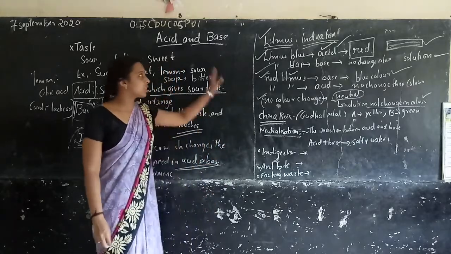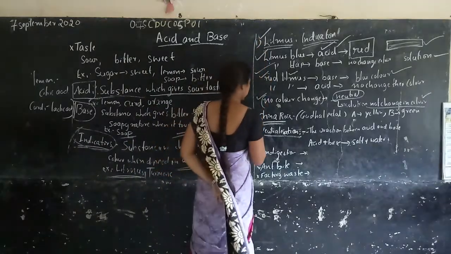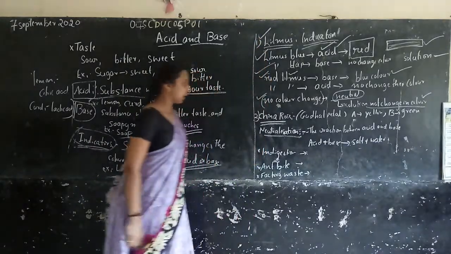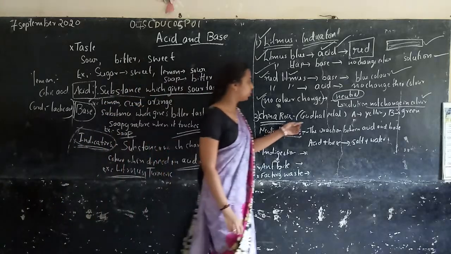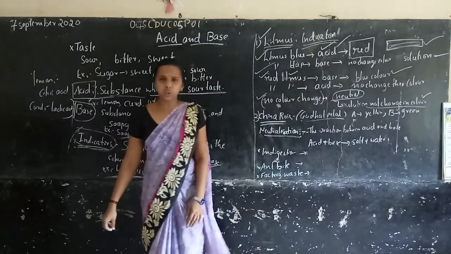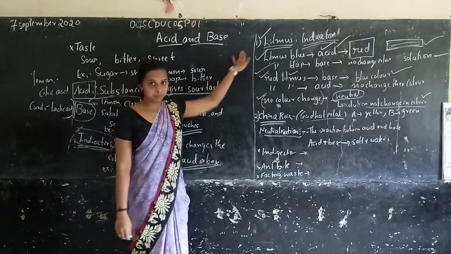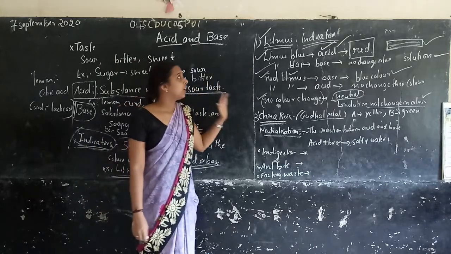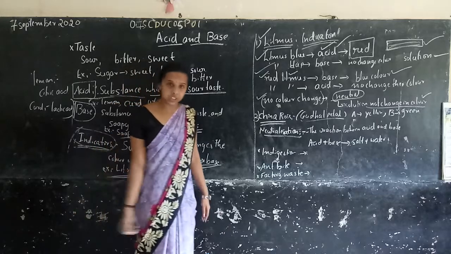Okay, so this is the first indicator. The second one is China rose. Where does it come from? It comes from the Gudal petal. We are not using China rose that much; we always use litmus, because it is a very famous indicator used in chemical reactions.